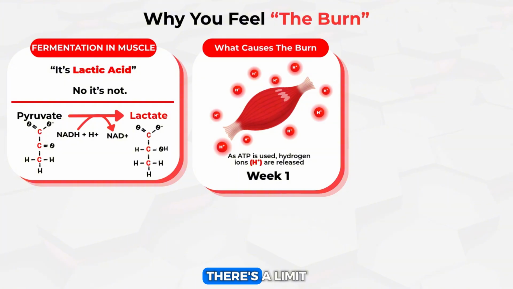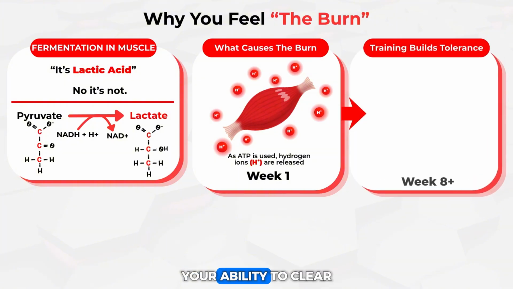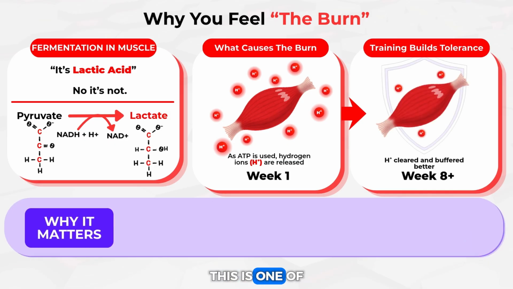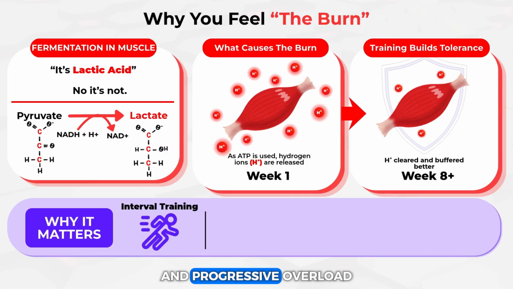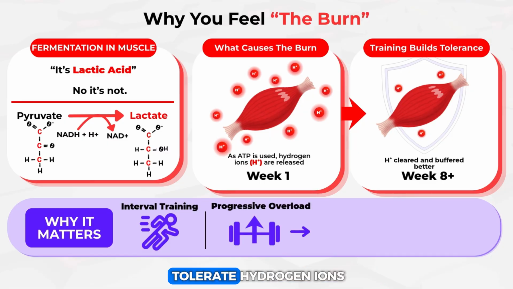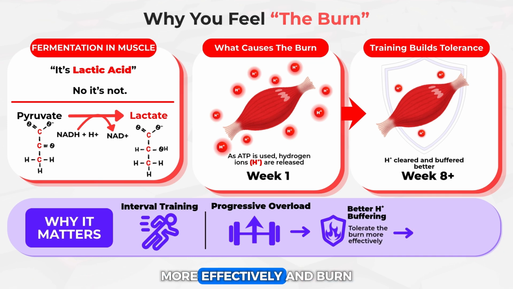In the moment, there's a limit to how long you can push through that burn, but over time, your ability to clear and buffer those hydrogen ions actually improves. This is one of the reasons why interval training and progressive overload are powerful training strategies. They allow you to tolerate hydrogen ions more effectively and burn out later. There are still many other applications that they never tell you about.